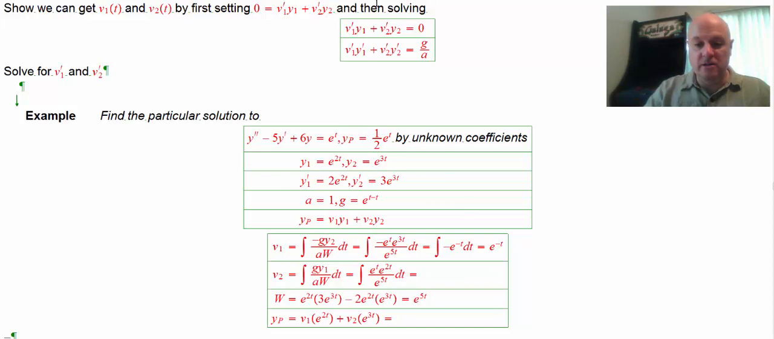Our second integration then for our v2. This will be e^3t on top divided by e^5t. So we're integrating e^-2t, which integrates to be minus a half e^-2t.